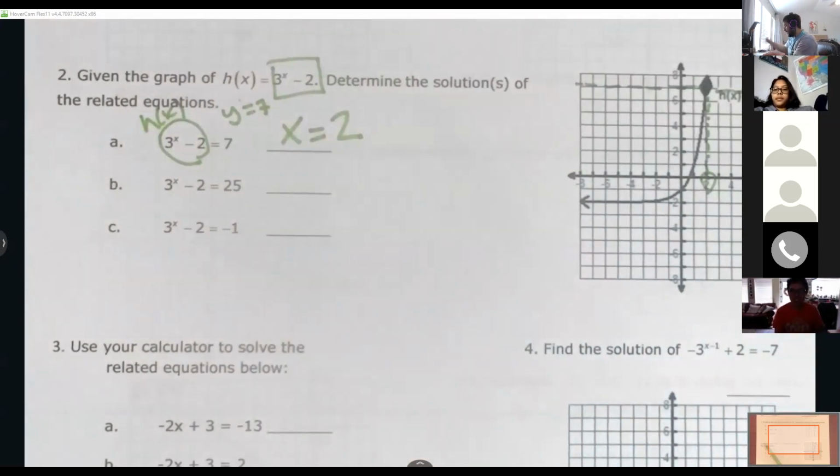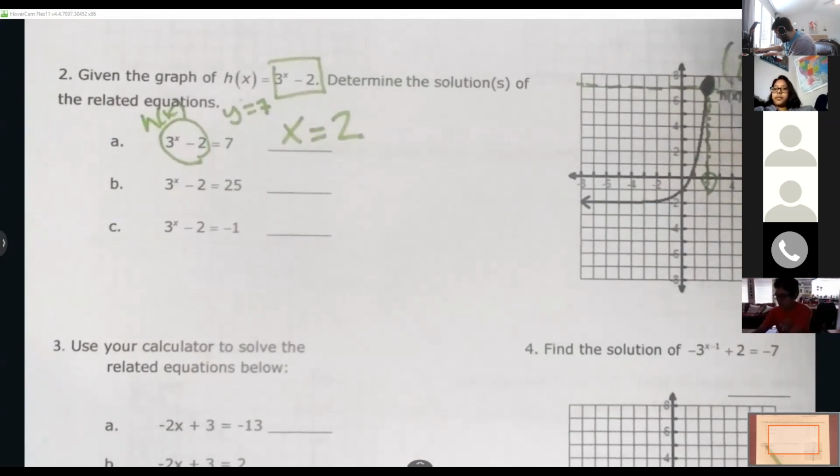Because we got this point right here. It would be 2, 7, right? And that's the y, right? 7 is the y, and then the x is my answer. So the x is my answer, which is 2.